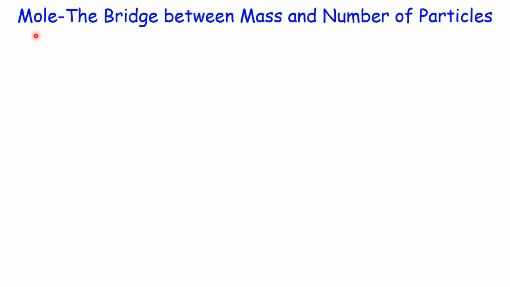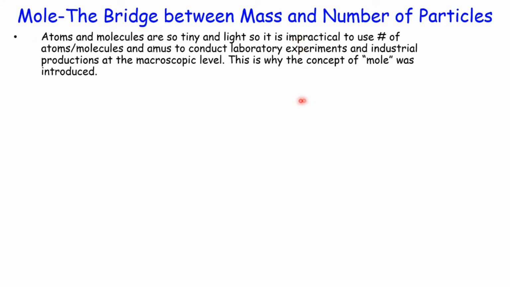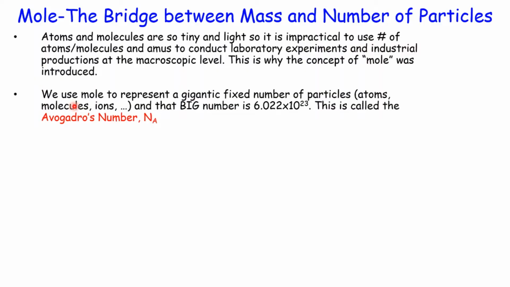We consider mole as the bridge between mass and the number of particles. So we use mole to represent a very, very big number of particles, and that big number is simply 6.022 times 10 to the 23rd, a huge number, all right? This is called the Avogadro number, and we use NA to represent this value.